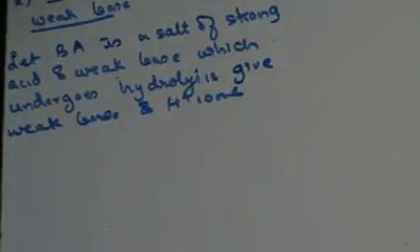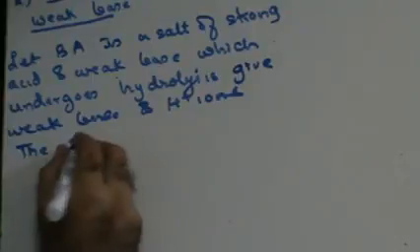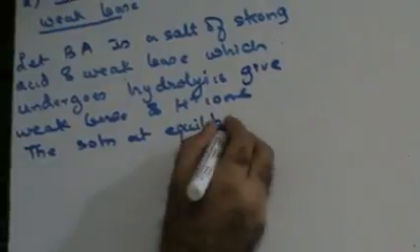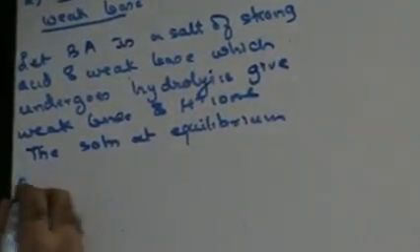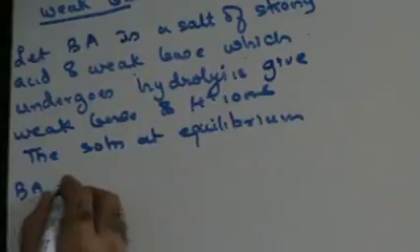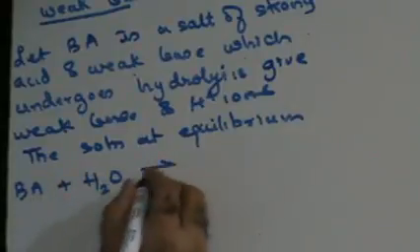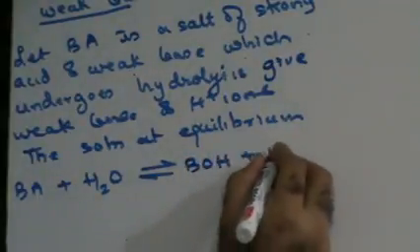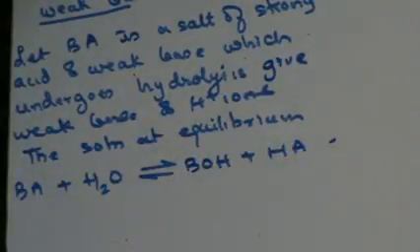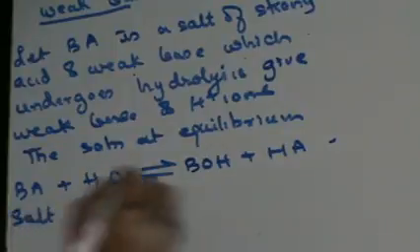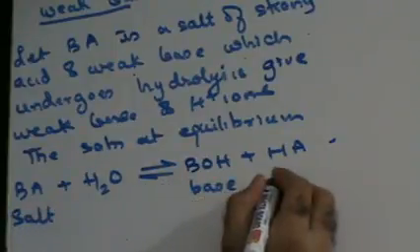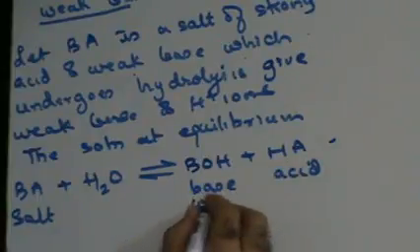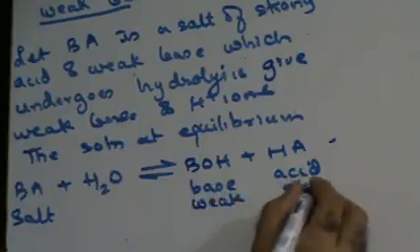Now, I can say that the solution at equilibrium, BA undergoes hydrolysis to give you BOH plus HA. Fine, do you get this in here? So this is your salt, this is base, and this is acid. This is your weak base, and this is strong acid.